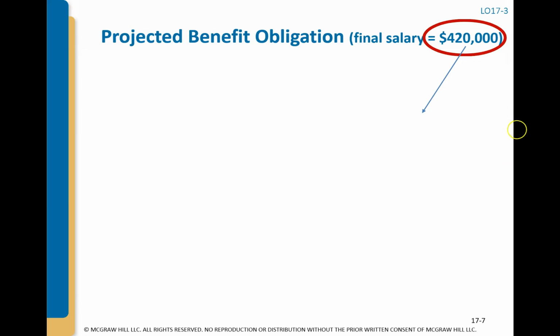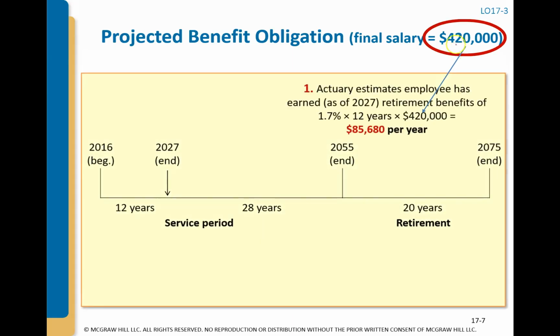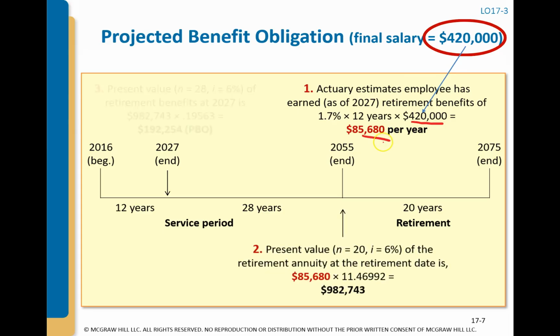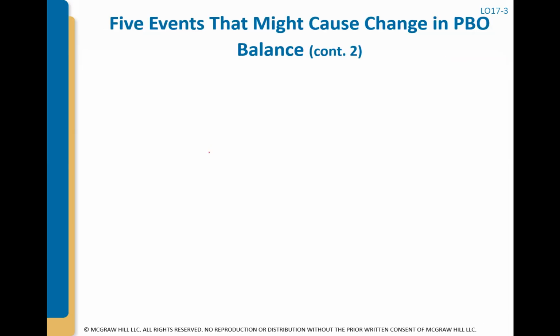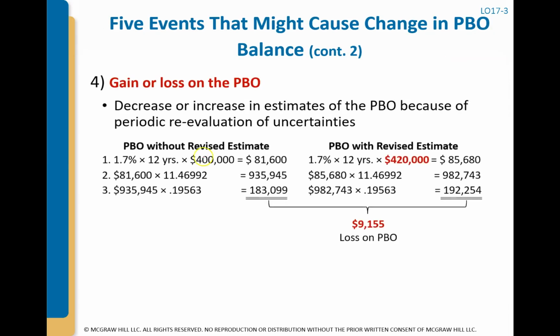Let's move forward. Now, let's just say we change one of our estimates, and instead of having a final salary of $400,000, we're now going to have a final salary of $420,000. So all things being the same, but for this $420,000, our retirement payments every year increase to $85,680, which we have to present value, go through these 3 steps and present value them to get to our ending PBO of $192,254. So let's see what happens.